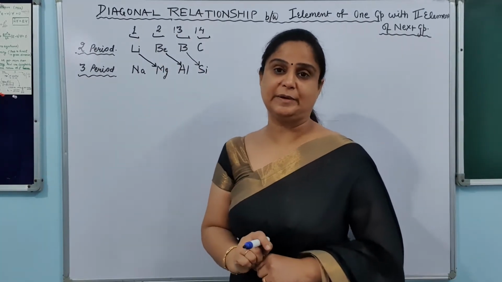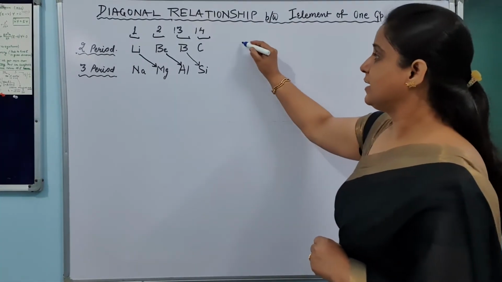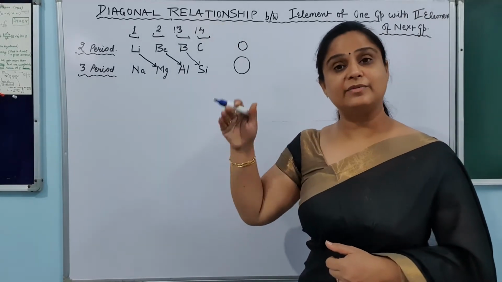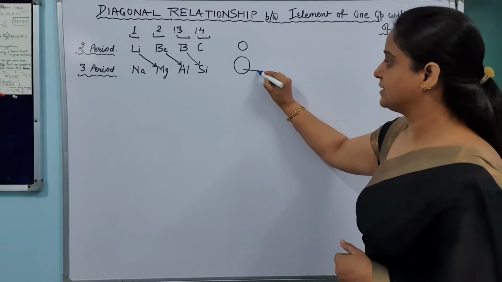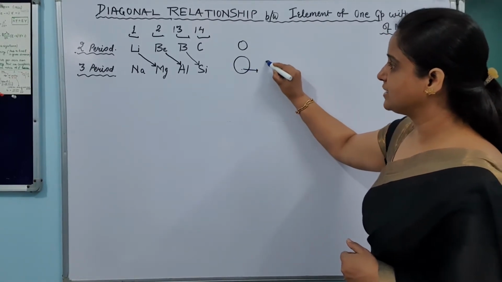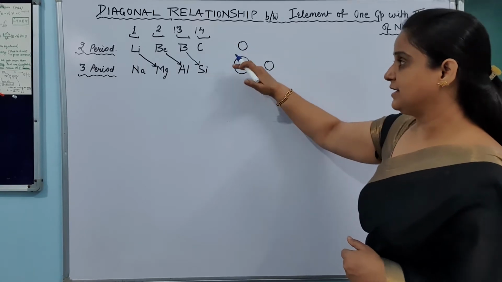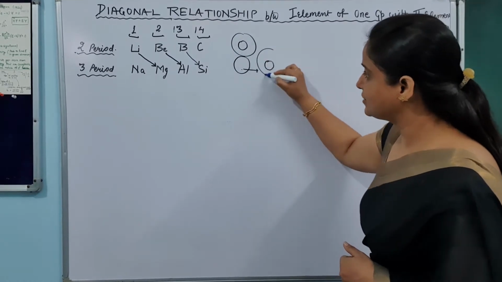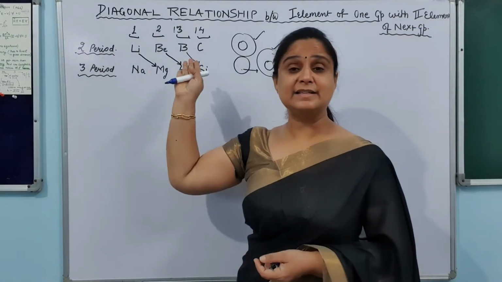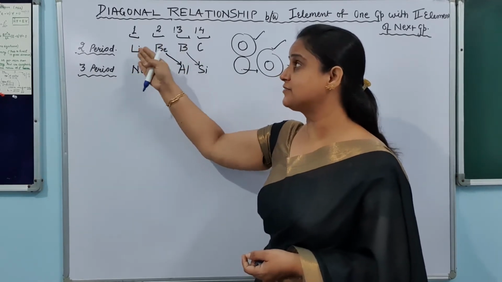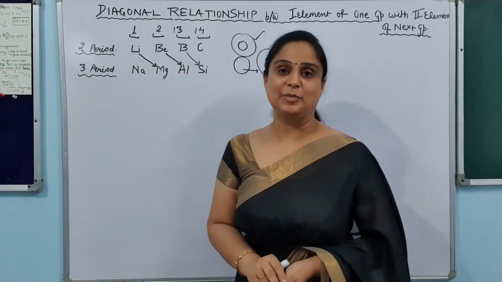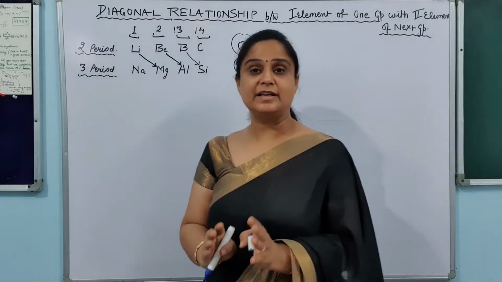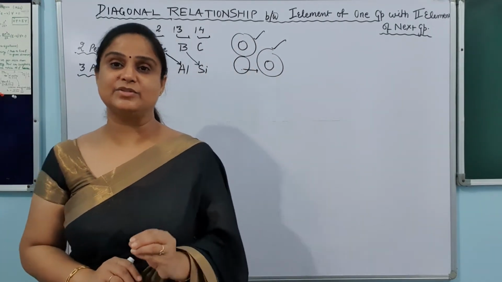The reason is important here. When we move from up to down, the size increases. This is the general trend in the periodic table. But when we move from left to right, the size decreases. If this increase and this decrease are equal, the size of this atom and the size of this atom becomes equal. This is the reason that these elements, kept in different groups, show similarity in their properties. So this is called diagonal relationship. The reason is the almost same size of these atoms.